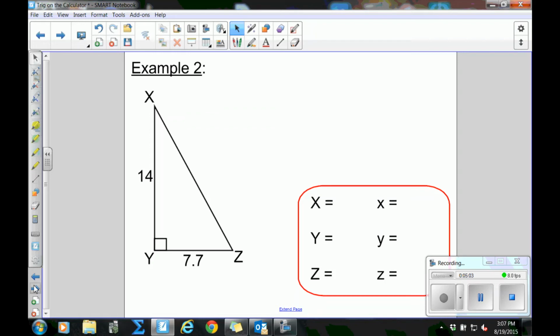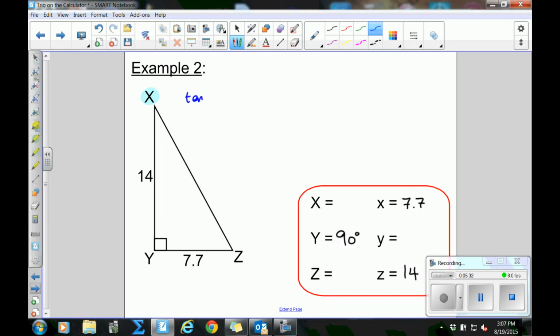Here we haven't been given any of the angles. What we have been given is angle Y, side X, and side Z. If we want to find angle X, we could use the opposite over the adjacent, which is tangent. This means we want to use inverse tangent to find the value of the missing angle.